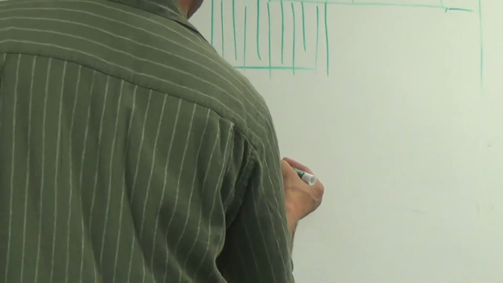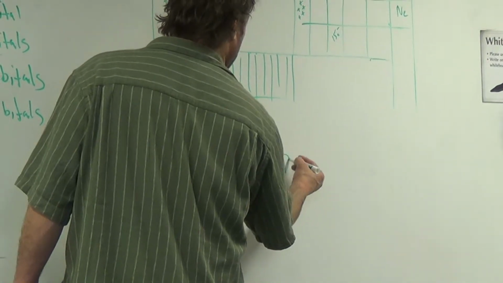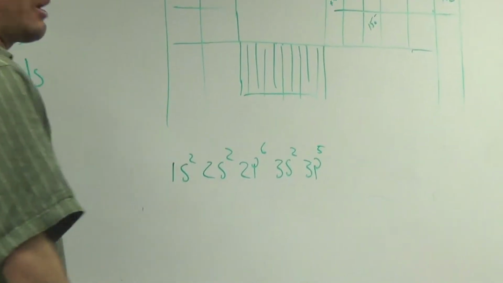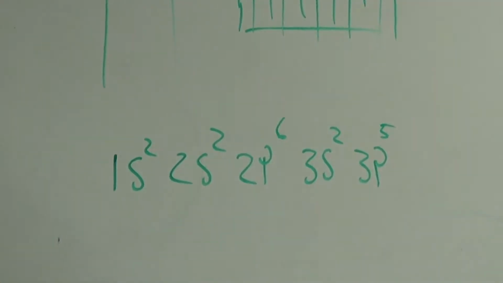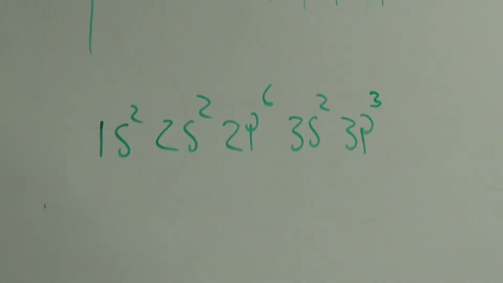2p6, 3s2, and 3p5. 3p3? Oh, is it? Oh, sorry, yeah, 3. I was counting my s's there. 3p3. You could write it out like that.